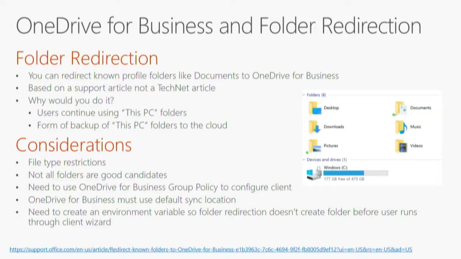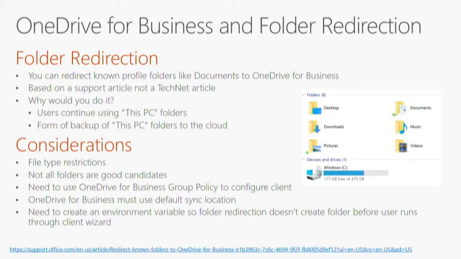What I want to touch on, because we're just about at the end of time, is folder redirection. There's a lot of customers that go, oh, okay, I've got OneDrive for Business, but I've got This PC. Everyone's seen in Windows 10, you've got This PC and it's got documents, downloads and everything like that, and it's like, oh, but if they save in there, what happens if I rebuild their machine? So this is based on a support article in Office. It's not a TechNet one. It's not something that we say, oh, yes, do this. But if you go to the article down the bottom, it does say, hey, if you want to do this, this is how you do it.